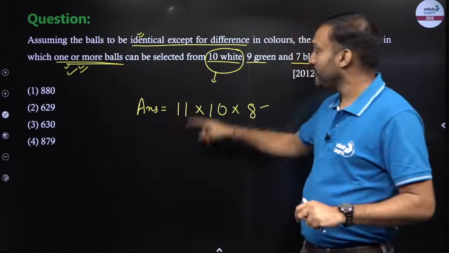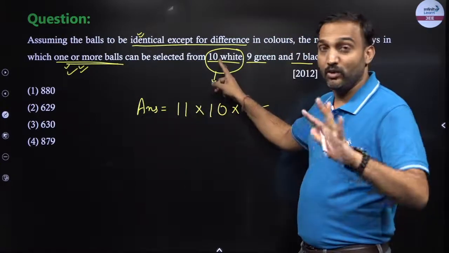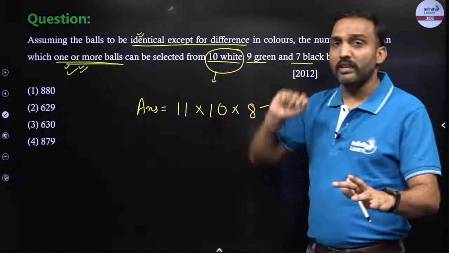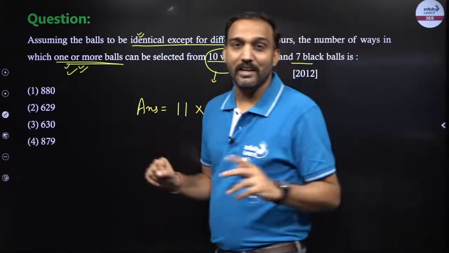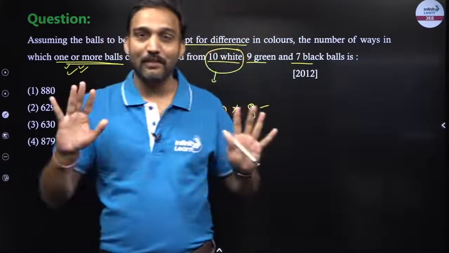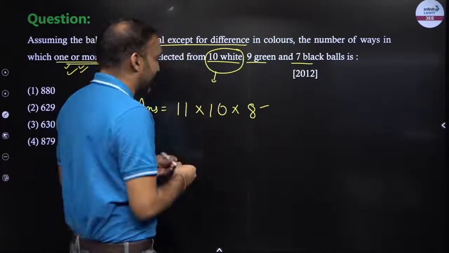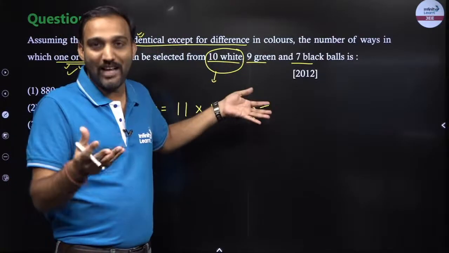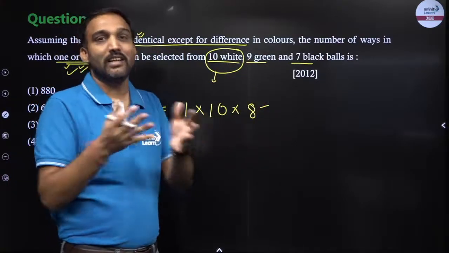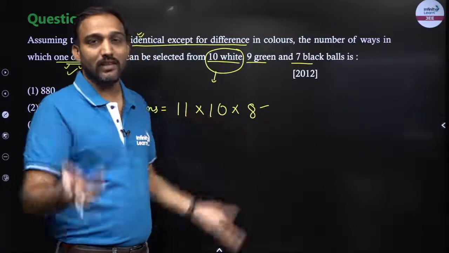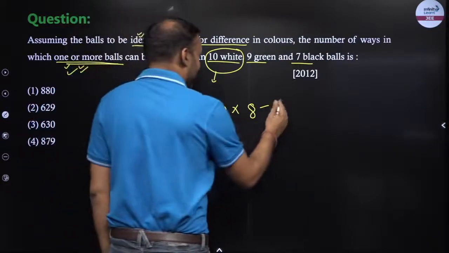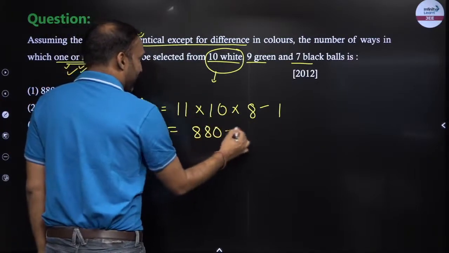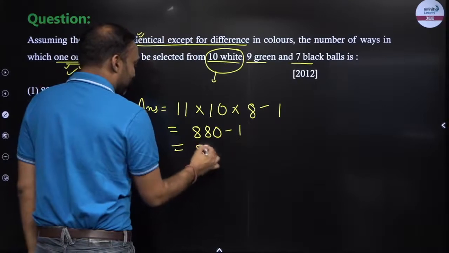But what if out of these, I select no white ball, no green ball, no black ball? That case is also being considered over here. And in that particular case, my hands would be empty. I will have nothing, so I don't have to count that case. In how many ways can I select none? 1. There is one way in which I can select 0 balls: you go there and select nothing. So I have to subtract 1 from it. So my answer becomes 880 minus 1. Don't forget this minus 1.